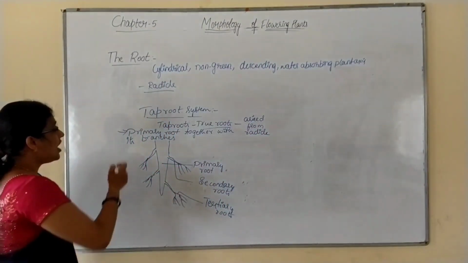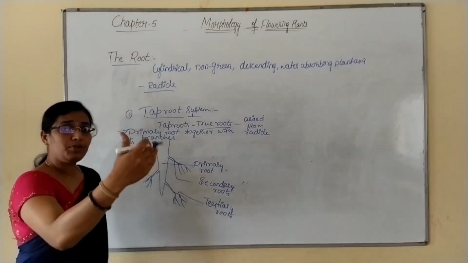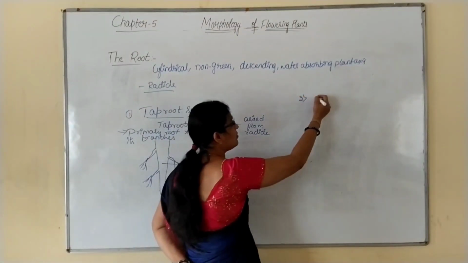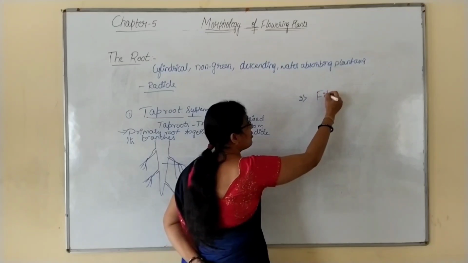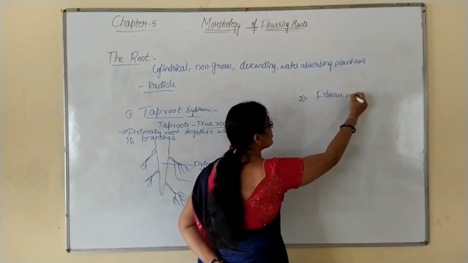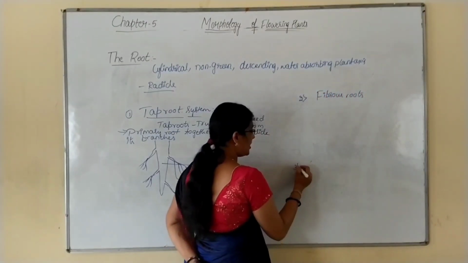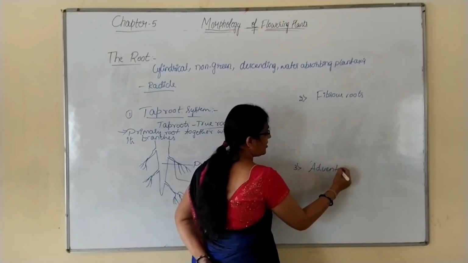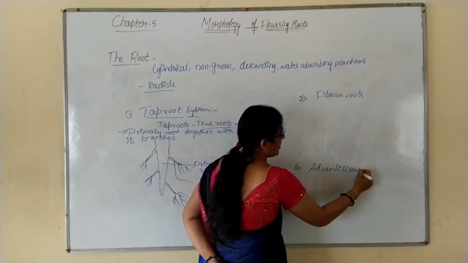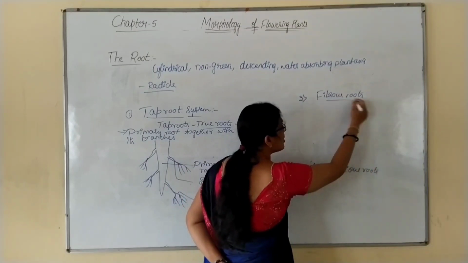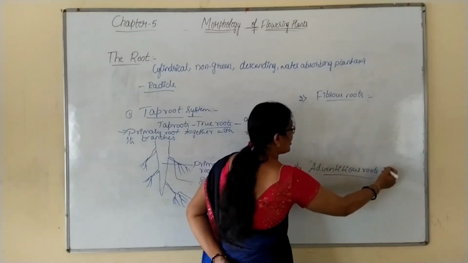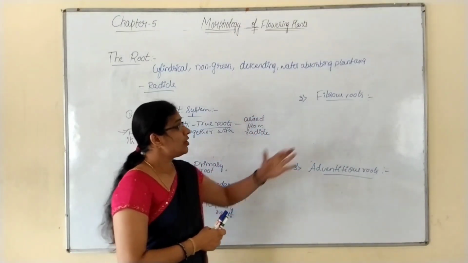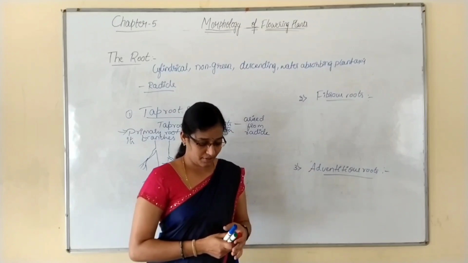Okay. And there are two other types in the root system. Here I will write, one is the fibrous roots, and the other one is the adventitious roots or root system. We can call them a root system. What do you mean by fibrous roots?